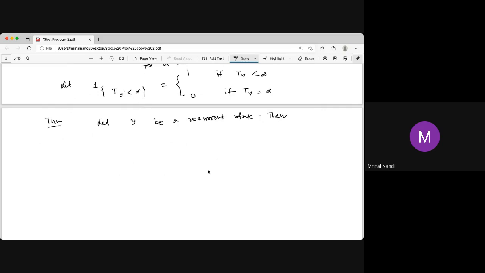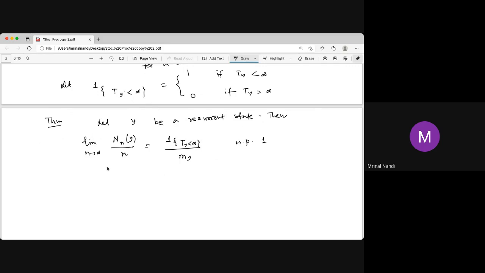The proof is complicated, so we just omit it. Then the limit as n tends to infinity of N_n(y) divided by n, which is 0 for a transient state, is not 0 for a recurrent state. It equals the indicator that the hitting time of y is finite, divided by m_y, with probability 1. The proof of this result we omit.